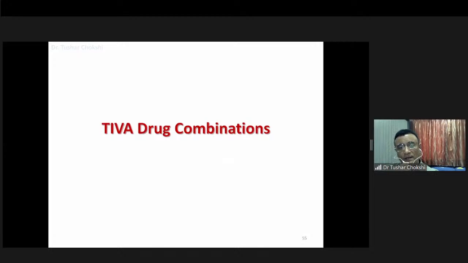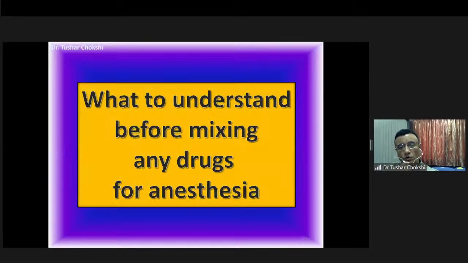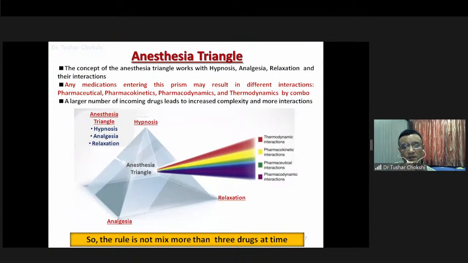Now, I am a man of combinations, so I usually combine all my TIVA drugs. What should you understand before mixing any drugs for anesthesia? We have learned the anesthesia triangle or anesthesia prism. There are three components: hypnosis, analgesia, and relaxation. Any anesthesia drug or adjunct drug that enters this prism goes through the processes of pharmacokinetics, pharmacodynamics, and thermodynamics when mixed with each other.